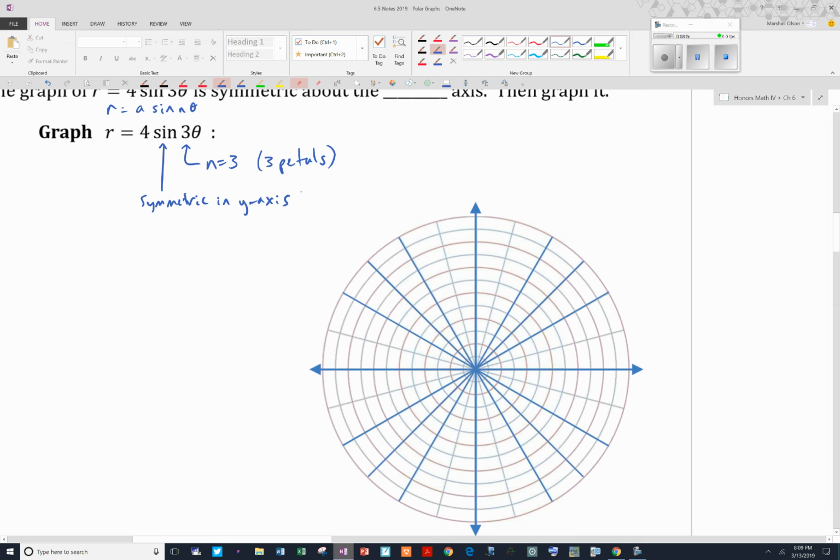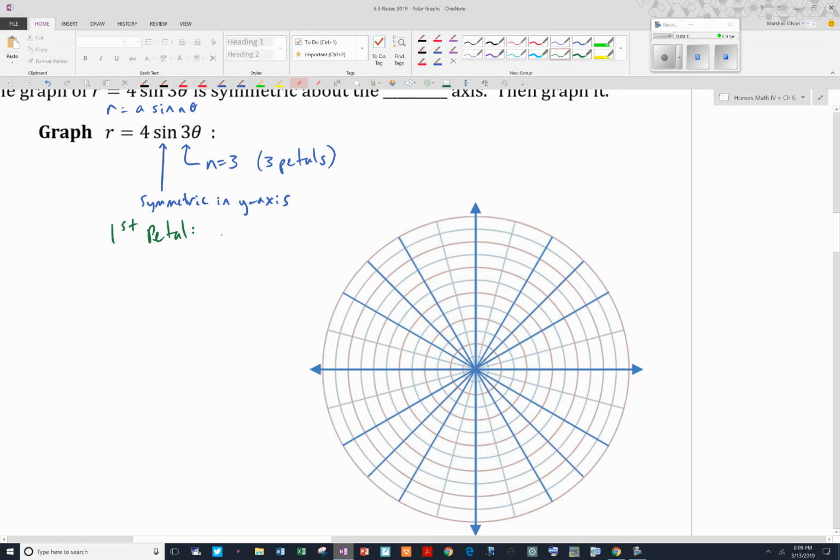And this is not stuff that you would normally write down for every problem. I'm trying to set this example up here. It's symmetric in the y-axis, but the most important thing is that the first petal tip, because it's sine, is going to be at 1/4 of the period, or pi over 2n.